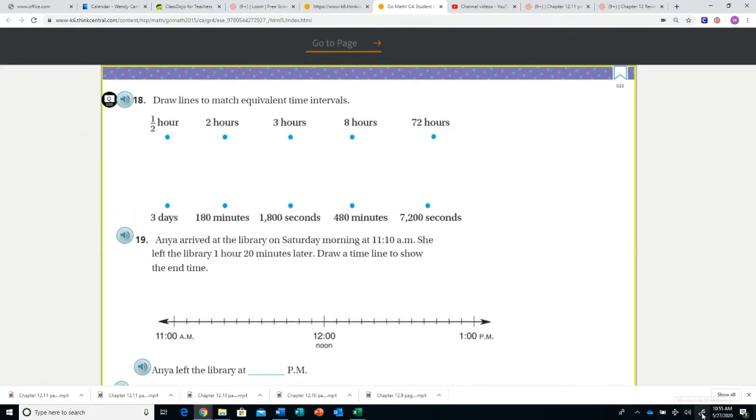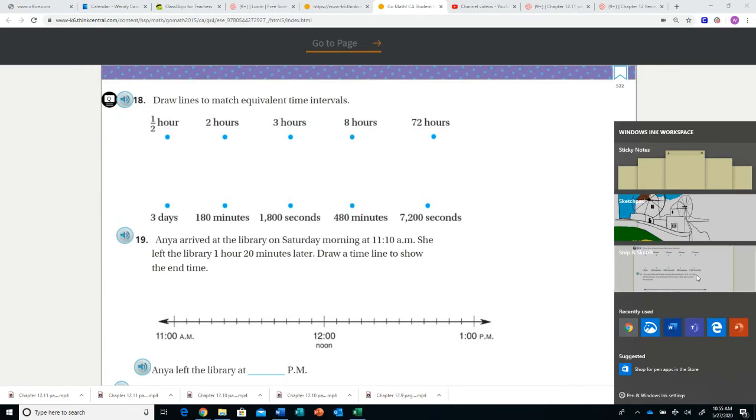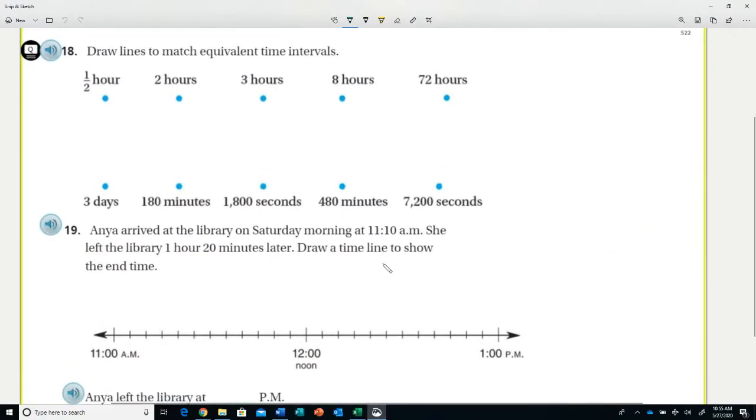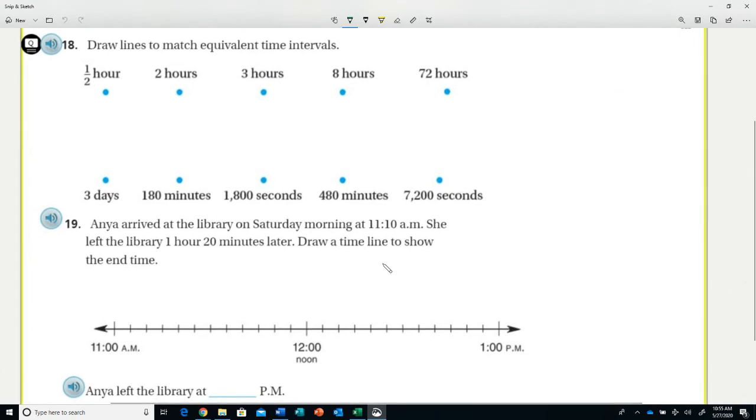All right, let's take a look at 18 and 19. I can't believe they gave you 22 questions in this chapter. Your chapter online will not be 22 questions.